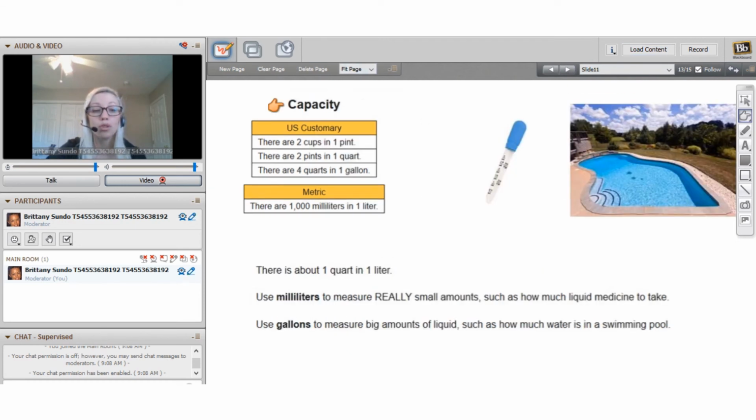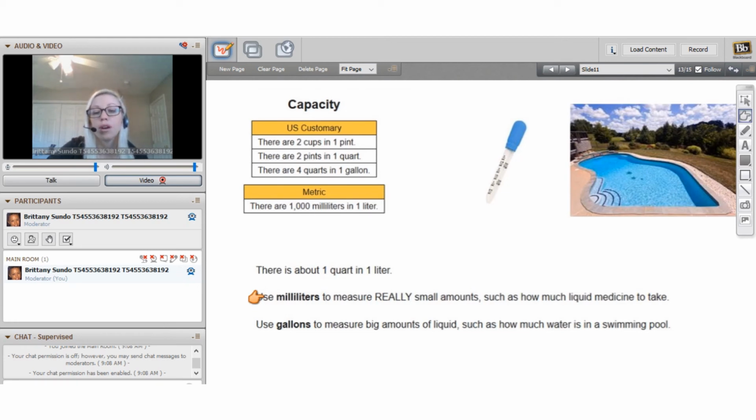We also measure using capacity. Okay, and you can either again commit this to memory, or you might use something like the gallon man, which I will show you a conversion for on the next page. Okay, so there are 2 cups in 1 pint, there are 2 pints in 1 quart, and 4 quarts in 1 gallon. Okay, and our metric, which remember we don't have to memorize due to our handy dandy chart, there are 1,000 milliliters in 1 liter. Okay. We would use milliliters to measure something really, really small.